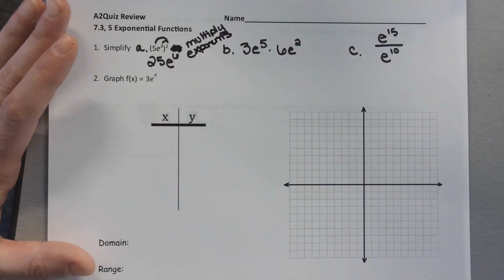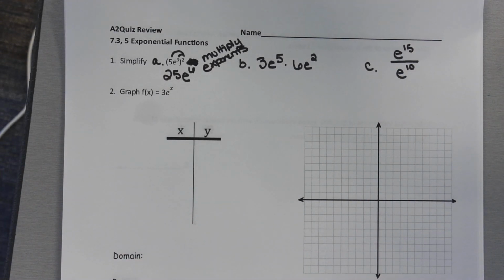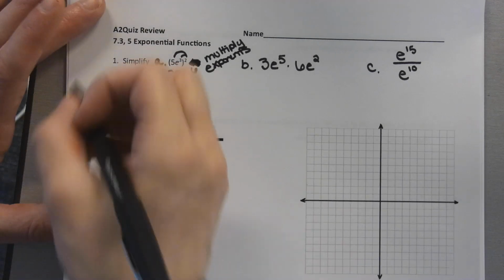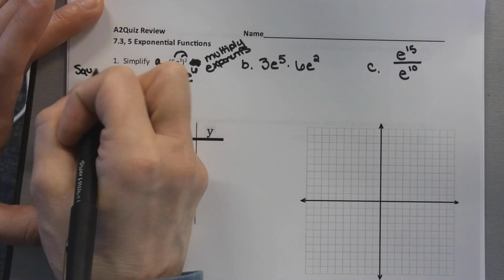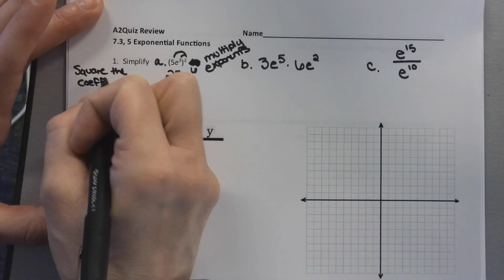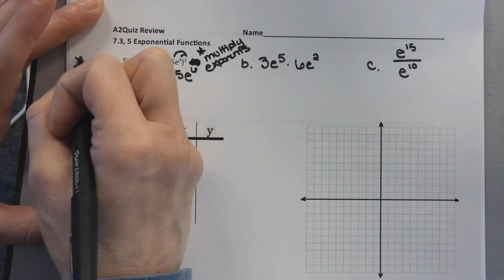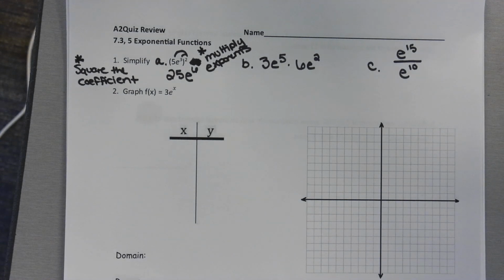So this is one where we need to multiply exponents. That could be a note to write yourself, or whatever note would be helpful. You actually square the coefficient and then you multiply your exponents. So that could be another note. Square the coefficient, and then multiply exponents.